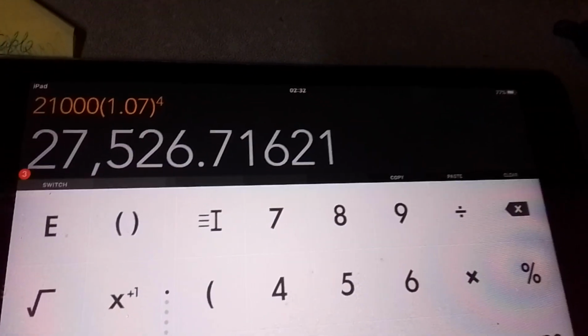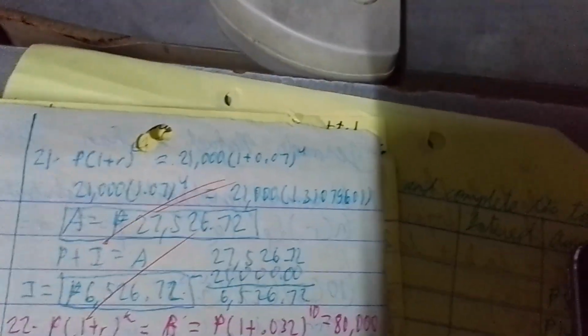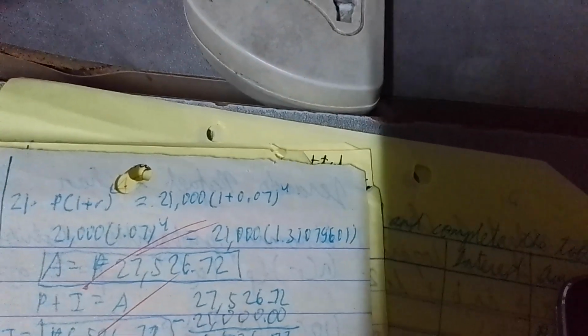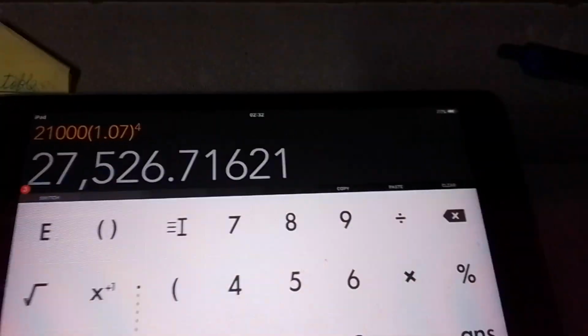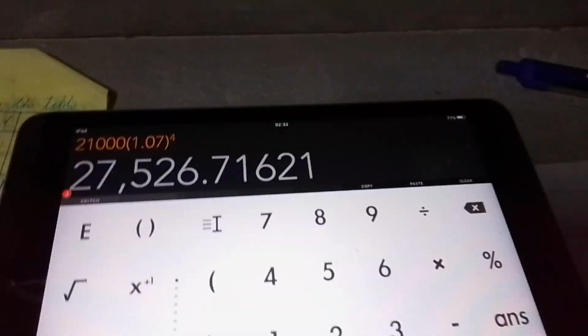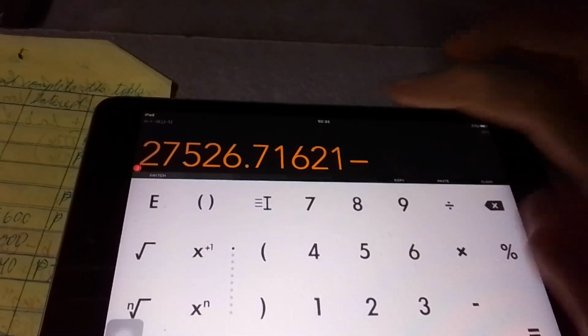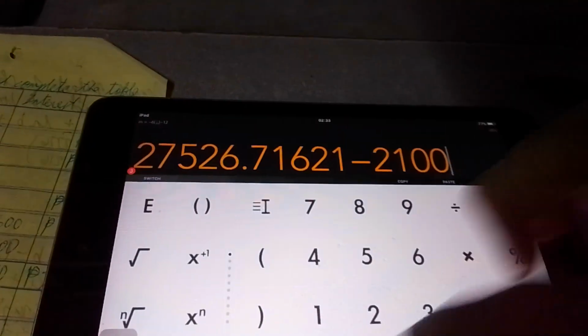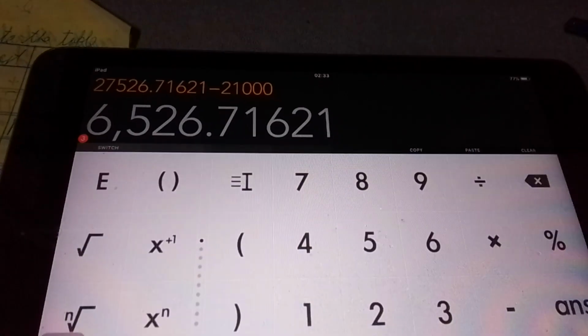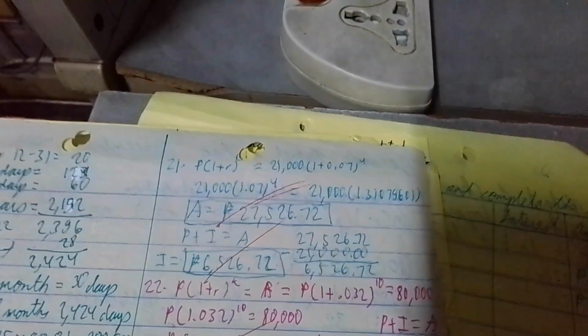Or which you can just simply round it off to 72 cents right over here. So yan. The interest is 27,526.72. And then to get the interest, kasi nga this is the future amount. So to get the interest, P plus I, A minus P equals I. So diba remember ito yung amount? So minus our principal, you get 6,526, which is your I. So yan. That's it for number 21.